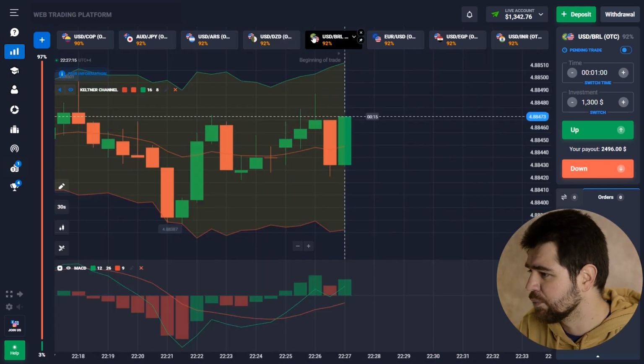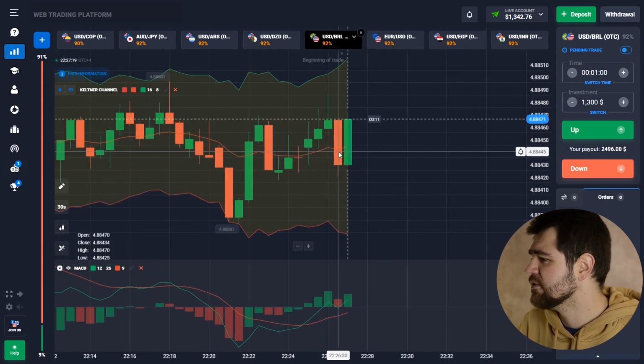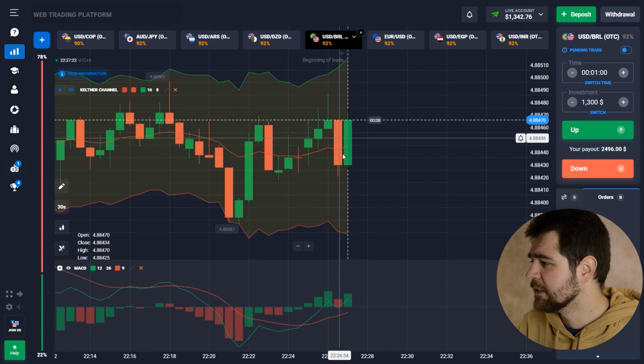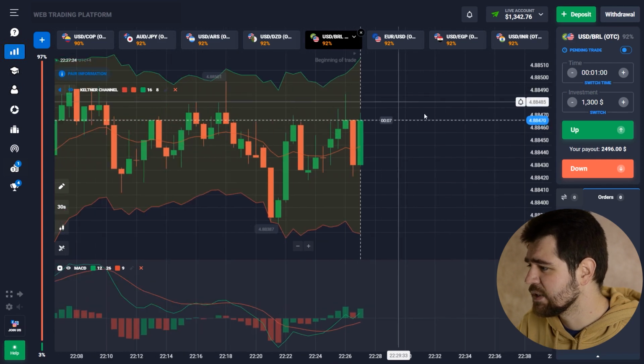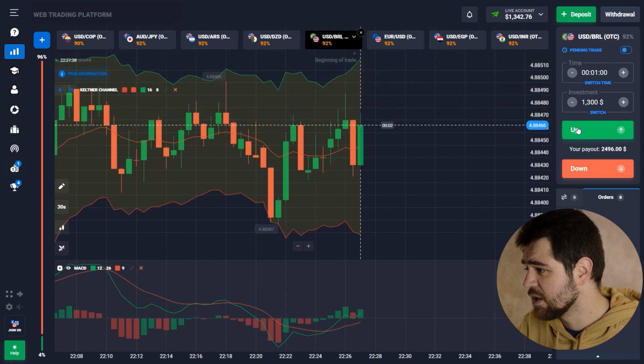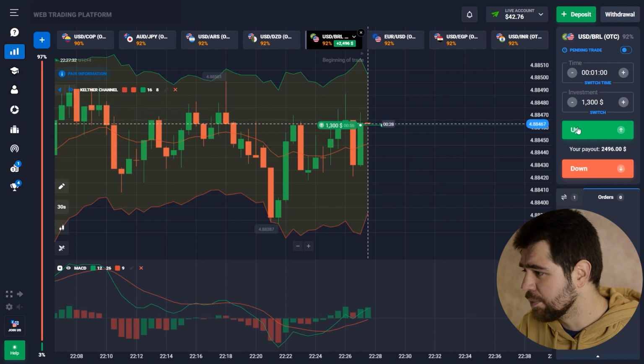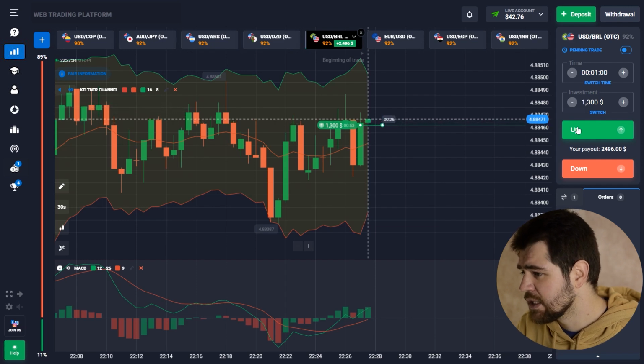We can put 1.3k and let's do that. Let's see how about this? There was an intent to go down, but we see that a strong bullish candle bar came out.